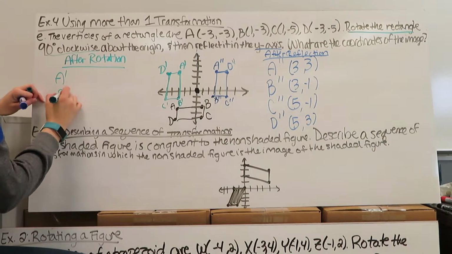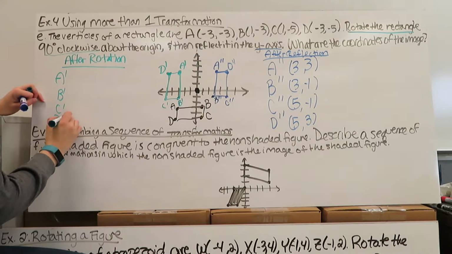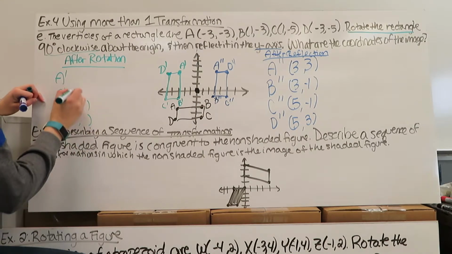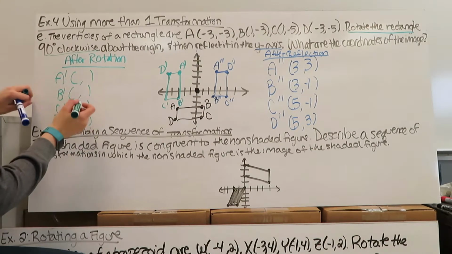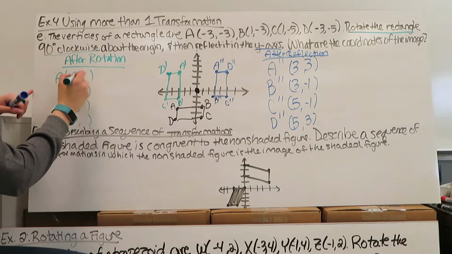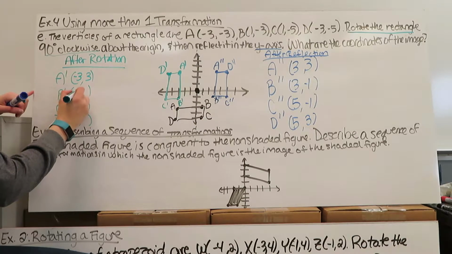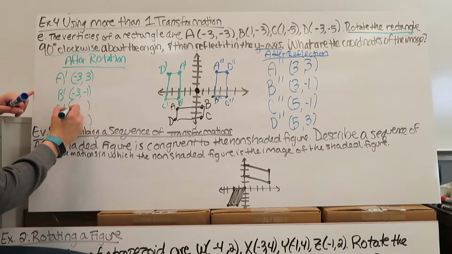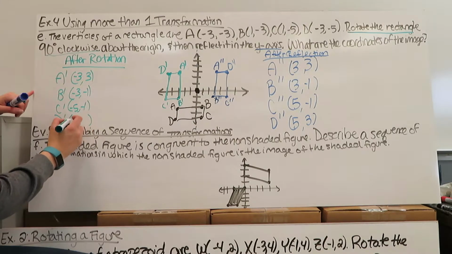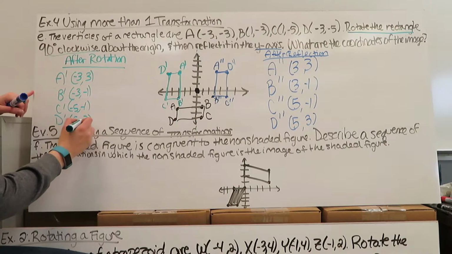That gives you A prime, B prime, C prime, D prime. A prime is going to give you -3, 3. B prime is -3, -1. C prime is -5, -1. And D prime is -5, 3.